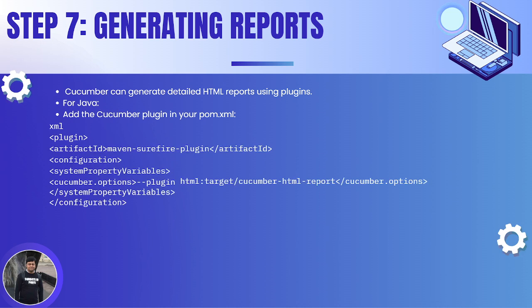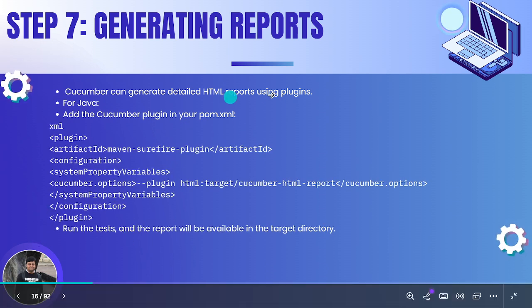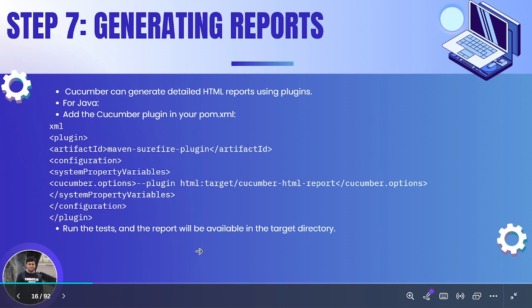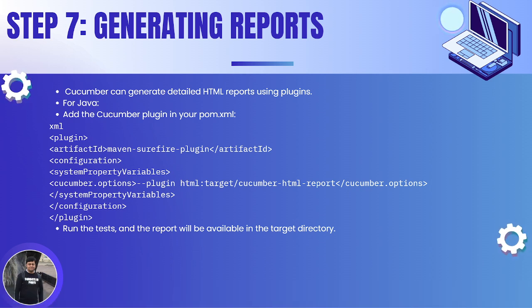Next is generating reports. Cucumber can generate detailed HTML reports using a plugin. For Java, you can add the Cucumber plugin in your pom.xml. So how can you do that? For that, you need to go to the artifact ID, and then you can use the Maven Surefire plugin, and then you can use the plugin target Cucumber HTML report, then run the test, and the report will be available in the target directory. Whatever directory you pass, it will be generated in that specific directory. So you can directly generate your report from Cucumber.